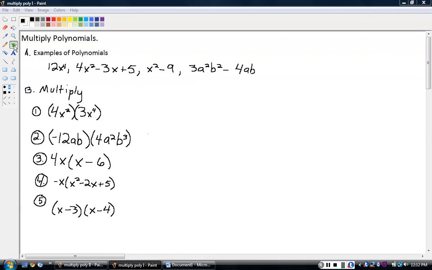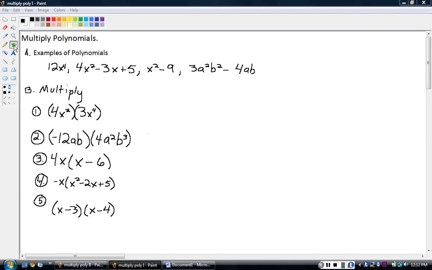Multiply polynomials in this chapter. That's what we'll do. So first, what is a polynomial? Here are some examples. The basic definition is a collection of algebraic terms separated by pluses or minuses. It's the sum or difference of some algebraic terms where your powers of any of your variables are whole numbers.